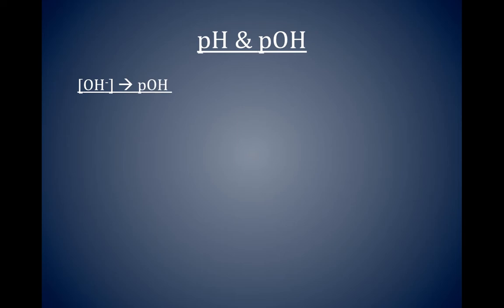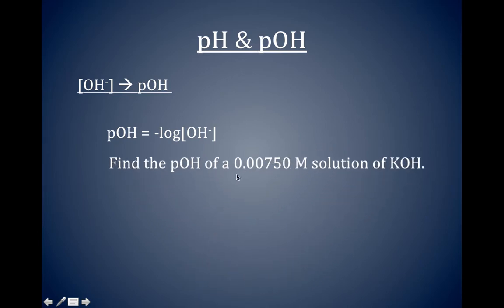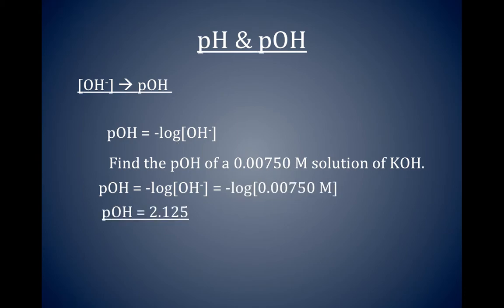Now, OH- to pOH, it works in the same way. The pOH, the p really just simply means minus log. That's really all it is, a little p. So we go minus log of OH-. So here we have a fairly big number in terms of base. We know it's bigger than 1 times 10 to the minus 7. So we go and punch this in, minus log it. And we get a pOH of 2.125.